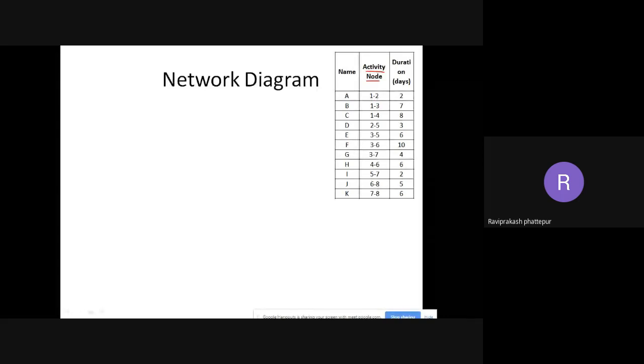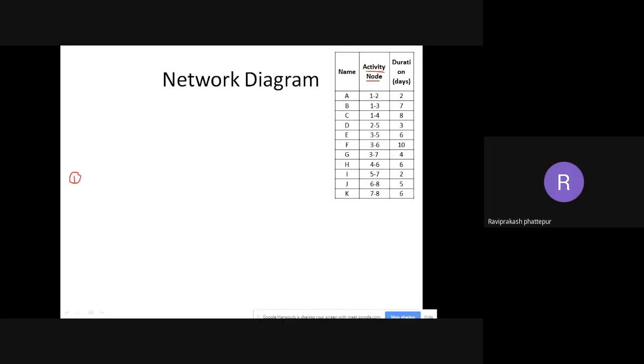Next is 1, 3. It will be coming here like this. Don't draw at present. If you are drawing, draw it big, so that there are other numbers which will be coming next to A and under A. Make sure you are drawing big arrows. So 1, 2 is A. Then 1, 3 is B. So 3 I'll put here. This is B.